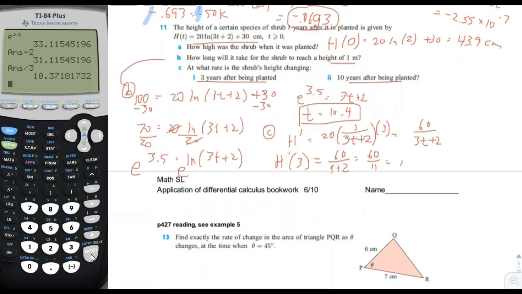5.45 centimeters per year squared, or not year squared, but year. Okay? And then 10 years after being planted would be h dash of 10, which is equal to 60 over 3 times 10 plus 2, which would be 32. 60 divided by 32 is 1.88 centimeters per year. Okay, so it's growing much slower 10 years after being planted. All right, and that's it for this page.